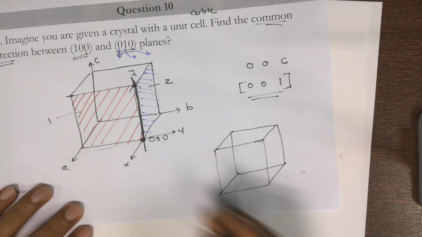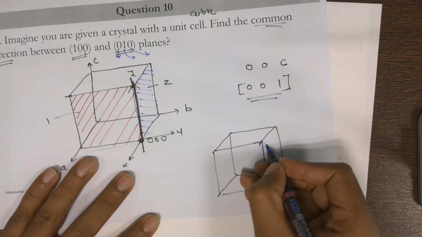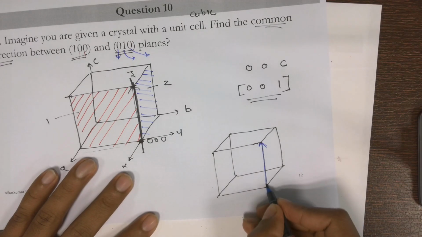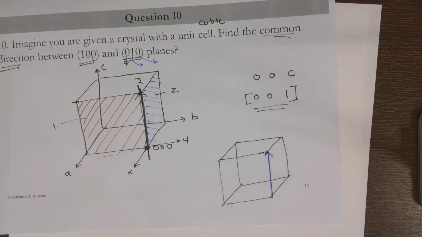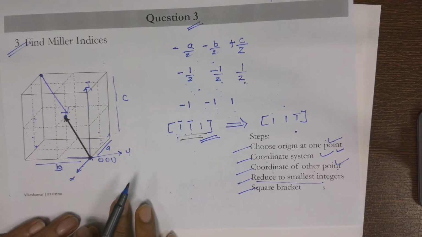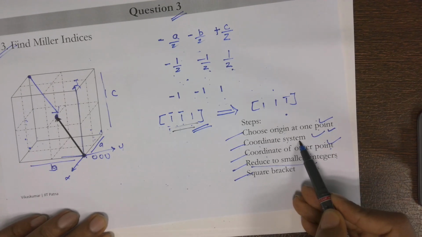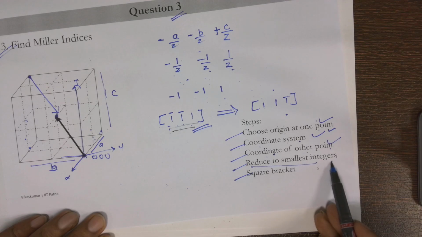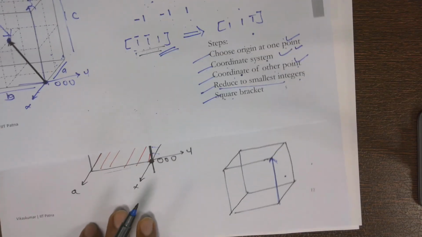So we got that this is a common direction. So I will highlight here. This is my common direction which I have to find. Remember how we performed in question number 2 and 3? What was our step to find the Miller indices of a direction? Choose the origin, choose the coordinate system, choose the coordinate of the other point, and then reduce to the smallest integer, and then put it in the square bracket. We'll follow the same thing.